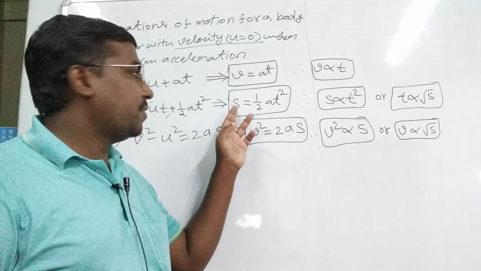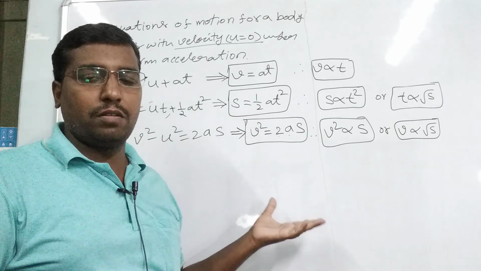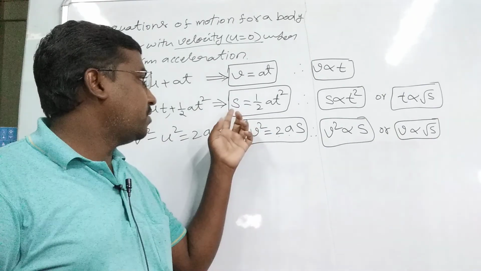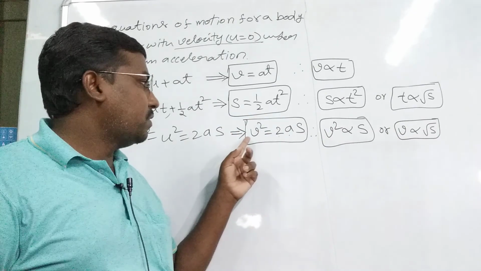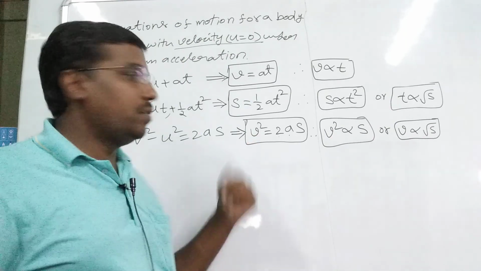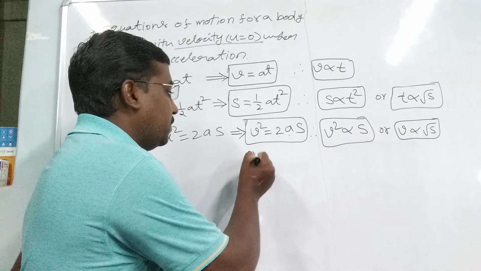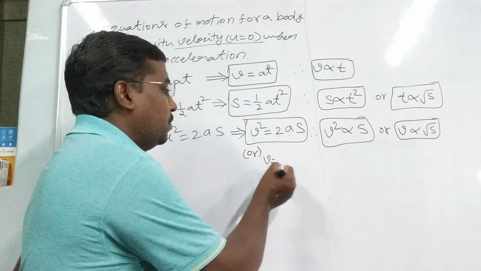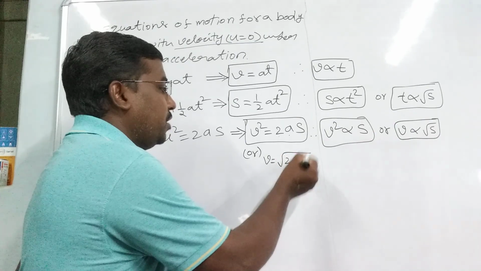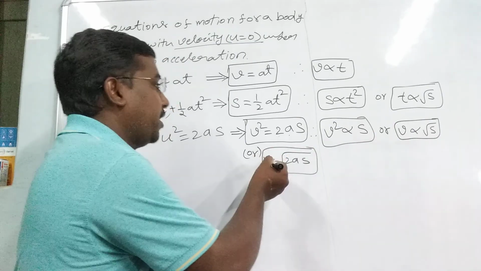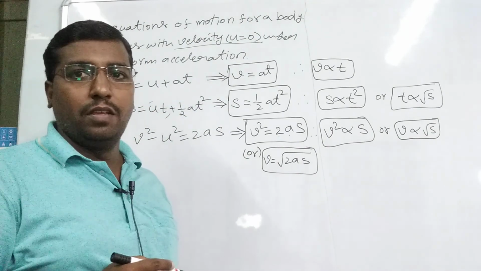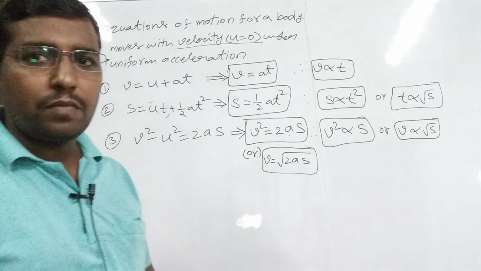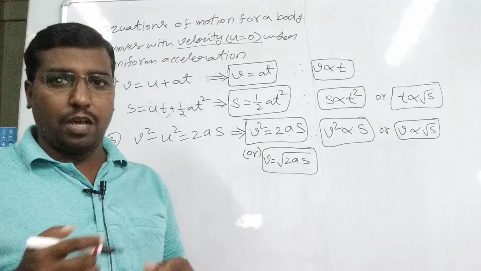And to find the displacement of the object, the displacement is half a t square. Now the final velocity: v square equal to 2as, or simply v equal to root 2as. By using these formulas, we find the final velocity and displacement also. So these are very important formulas for objective questions.